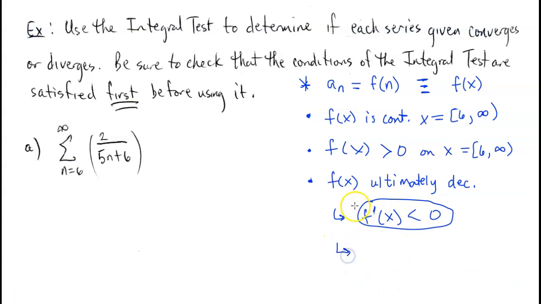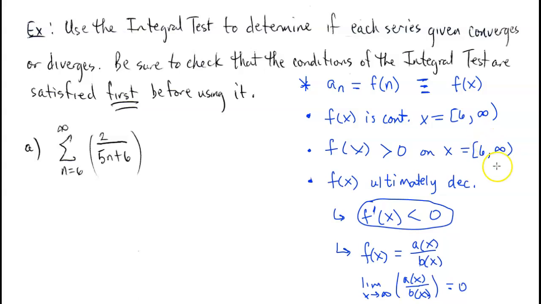Now, the other way that we could figure out whether our function f is ultimately decreasing is if our function f of x could be composed of, let's say, a function a of x divided by b of x, and the limit as x approaches infinity of a of x over b of x equals 0. Then that's another way of knowing that our function is going to be ultimately decreasing.